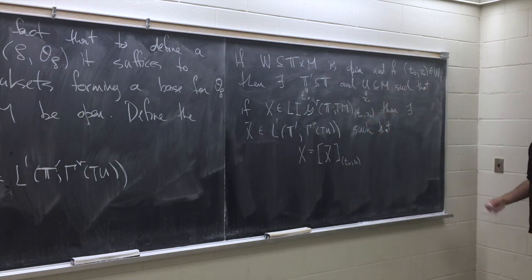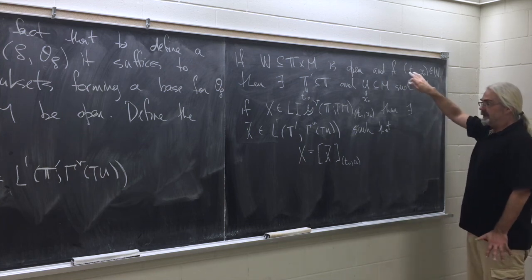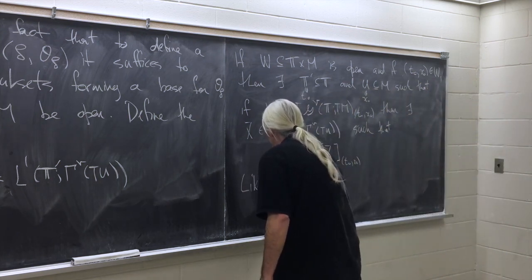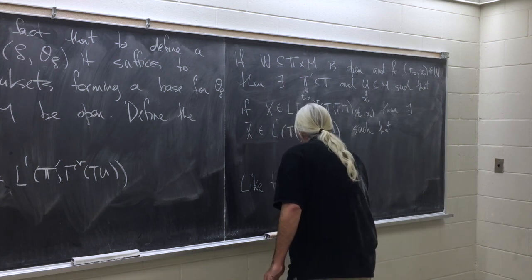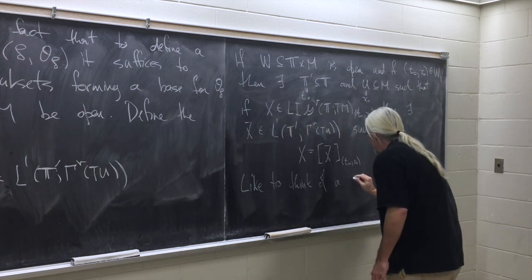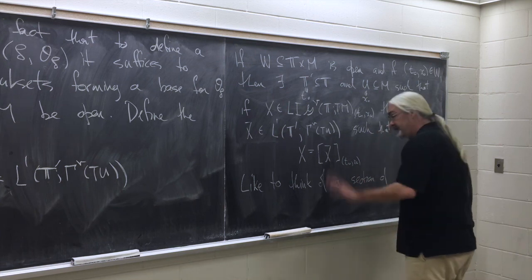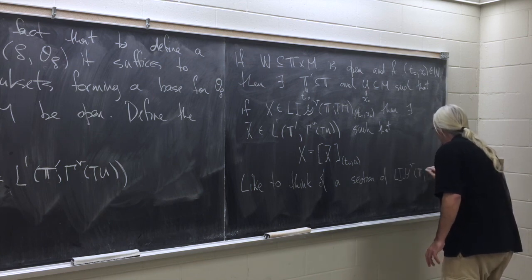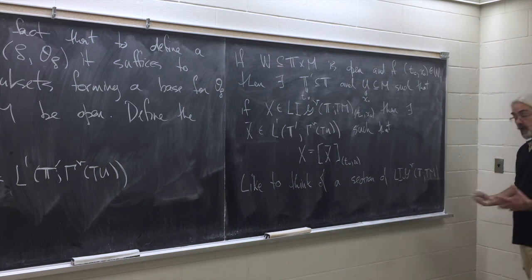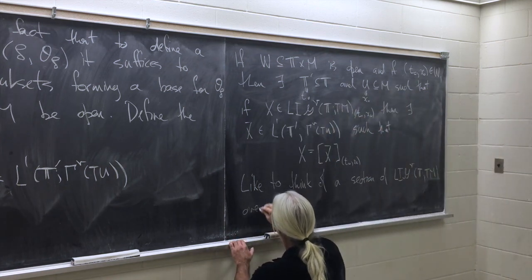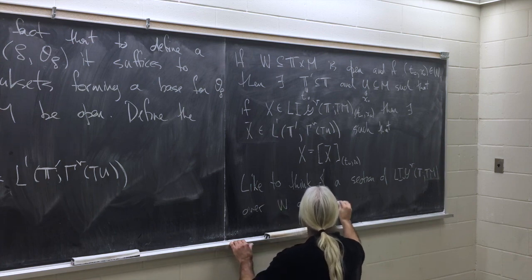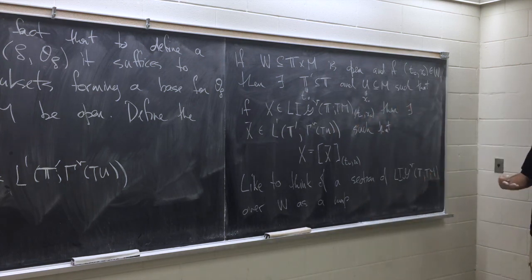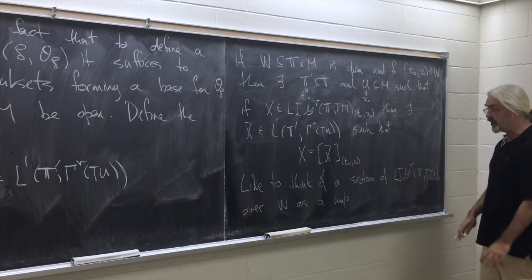Okay. So that's how you can think of this. But this is a little bit unsatisfactory because it only allows you to say what germs are. What you'd like somehow to do is to think of a section of this sheaf of time-varying vector fields over an open set W as a map. Okay, so you can define it at a given T and a given X, rather than just sort of thinking about what its germs look like.